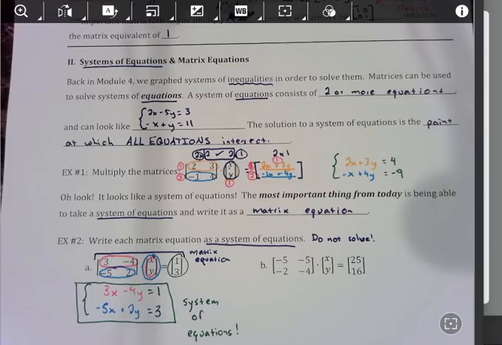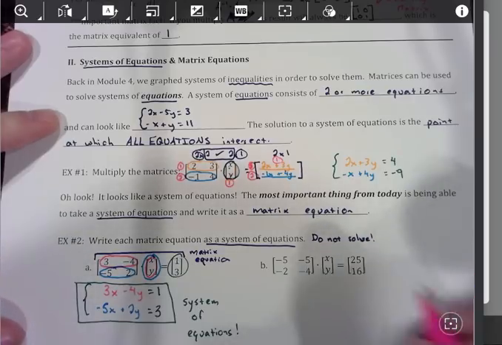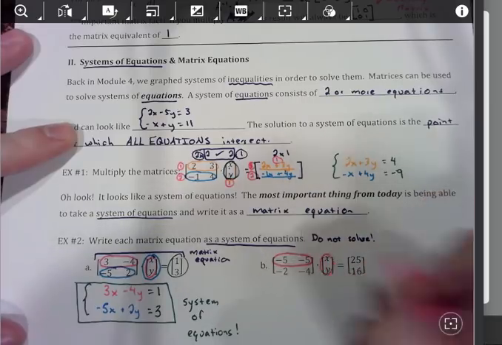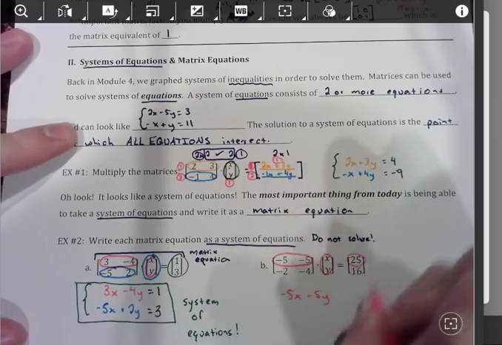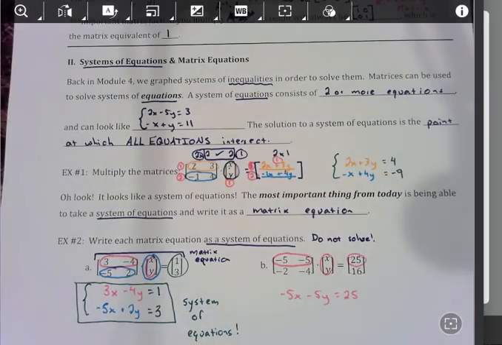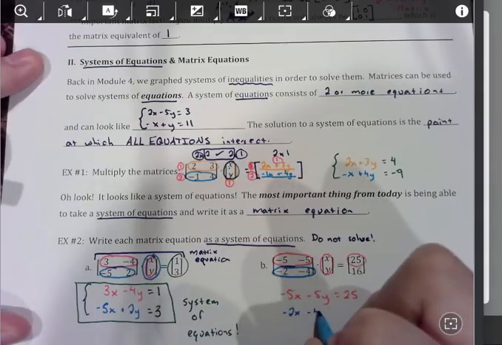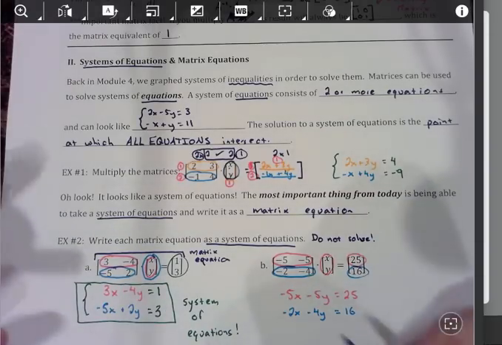All right, hopefully you paused it before you're watching this part. So if we want to take this matrix equation and write it as a system, my first row in my first matrix is my first equation, so that gives me negative 5x minus 5y equals 25. And then my second row gives me my second equation. Negative 2x minus 4y equals 16. There we go. That's our system.